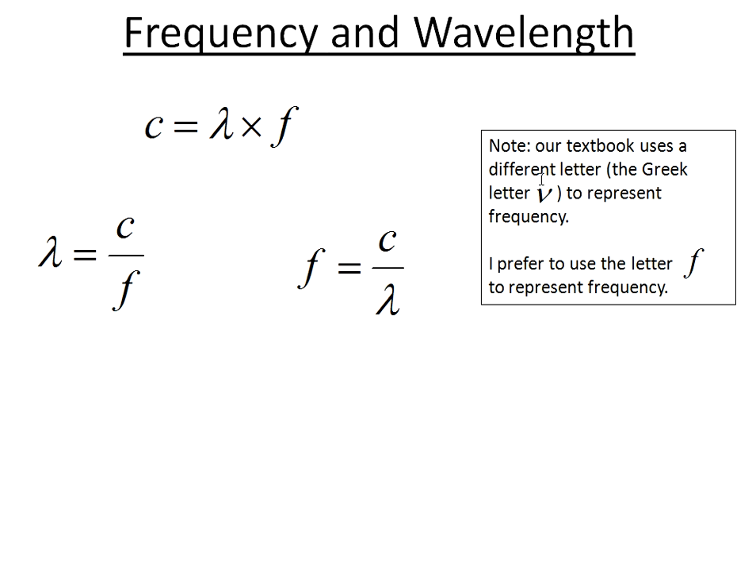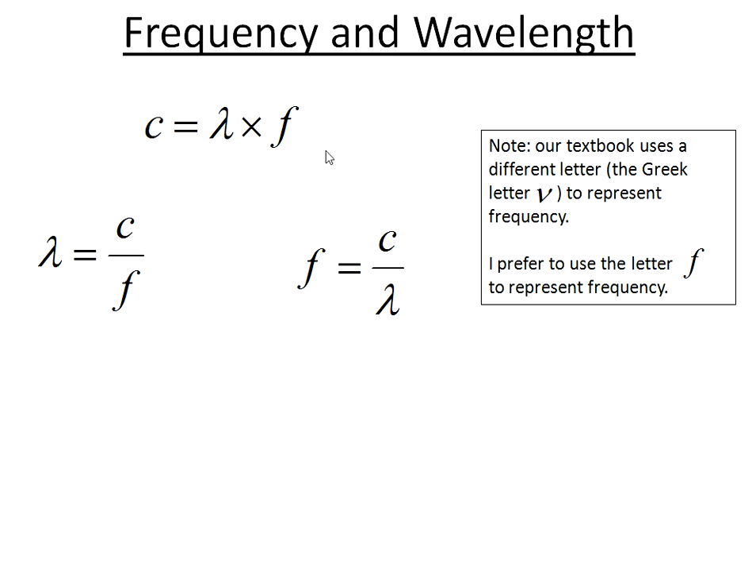In the textbook, they use the Greek letter nu, which looks a lot like a V. This is very standard in science and engineering to represent frequency with this symbol. But in astronomy, I think this is unnecessarily complex and sometimes can be confusing because it looks like a V. So for this class, I prefer to just use the letter F for frequency, and I will stick with lambda for wavelength. So there it is.